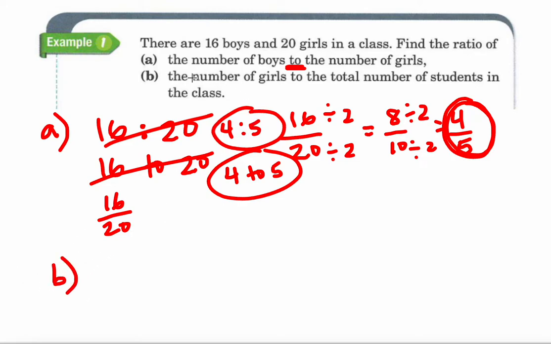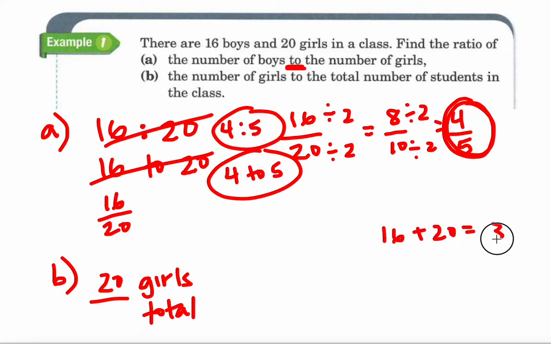Okay, part B, the number of girls to the total number of students in the class. So we know that there are 20 girls. And now we want to know to the total. Total would be boys plus girls together, 16 plus 20.